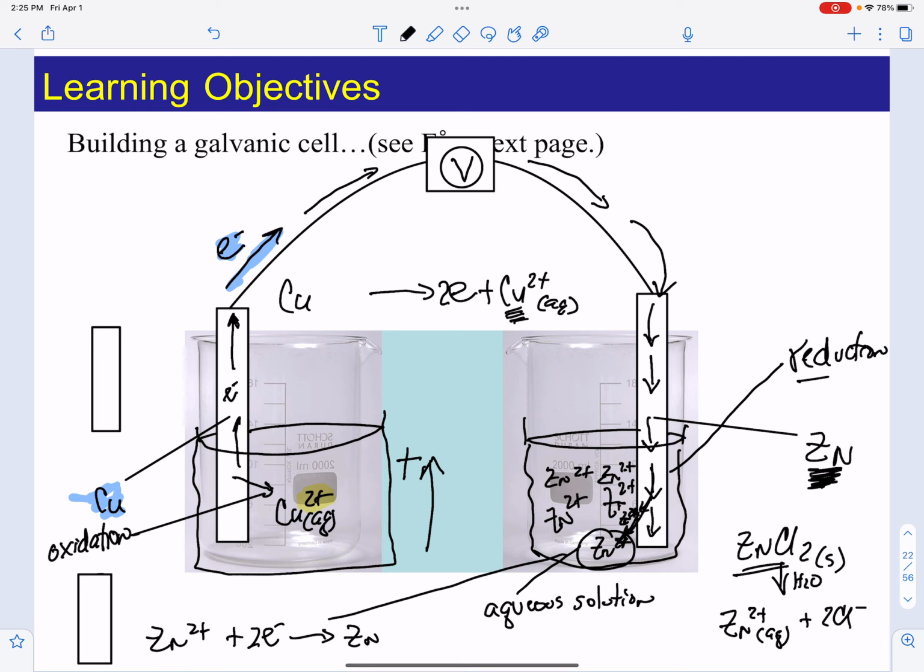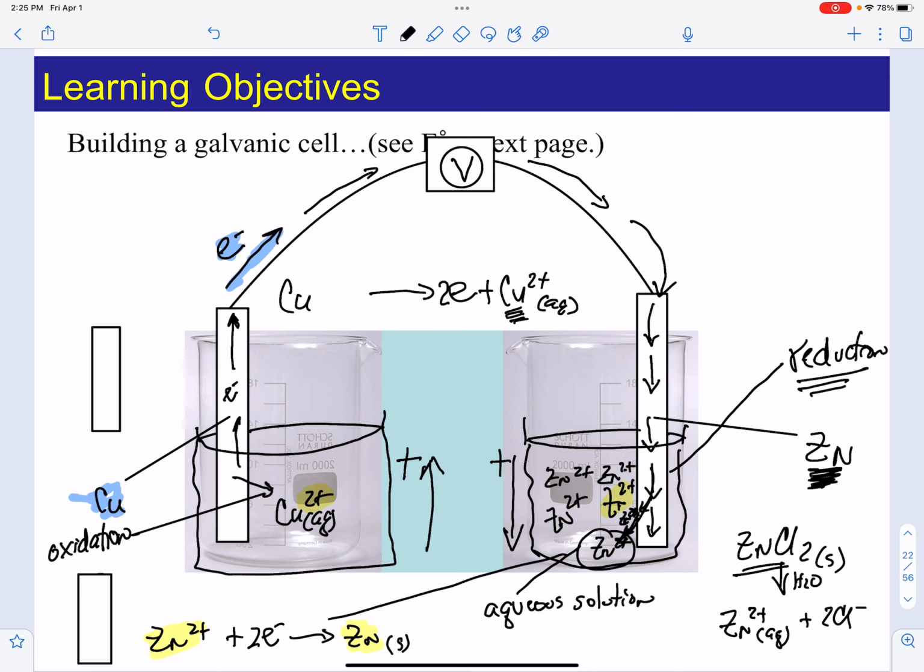On the other side, on the reduction side, we are removing zinc. The zinc 2 plus is becoming zinc solid, and the bar is getting bigger. So on this side of the solution, the positive character is going down because we're removing zinc plus from the solution.